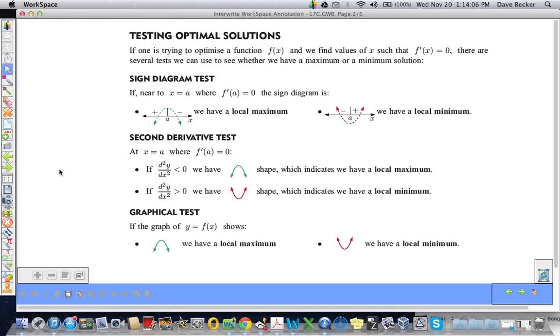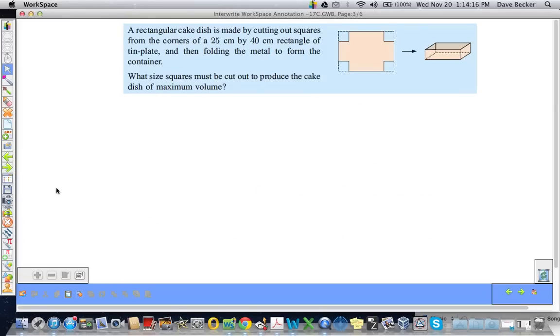Ways we will do that: we can use sign diagrams after taking the first derivative. We can use a second derivative test if we want to, and of course we could do it by graphing. But let's jump right in, shall we?